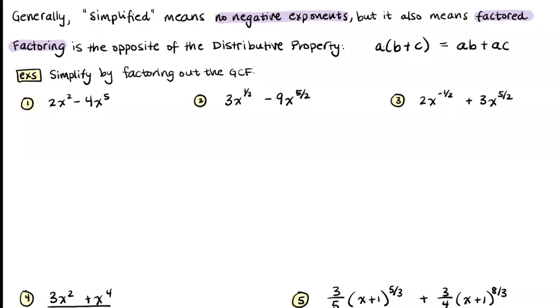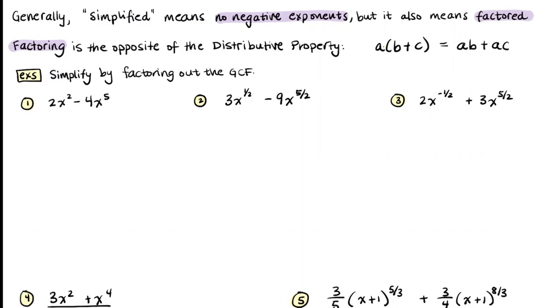Factoring can be thought of as writing something as a product. For example, 20 can be rewritten as 5 times 4. So that's one way of factoring 20. It can also be thought of as the opposite of the distributive property, especially when you have something that has more than one term in it.